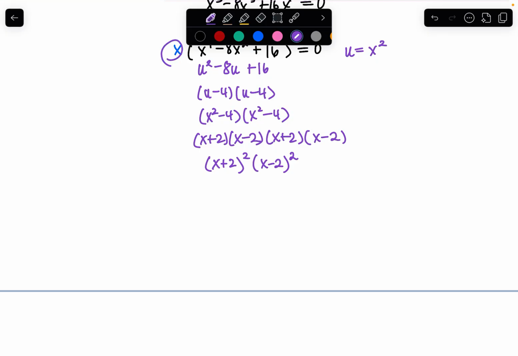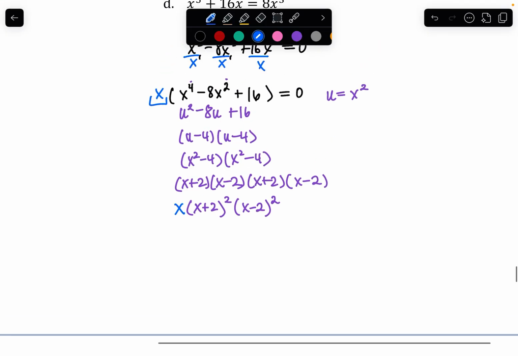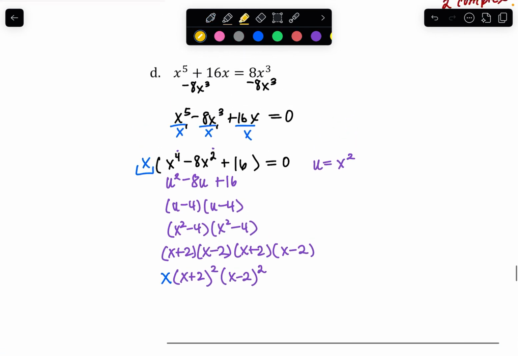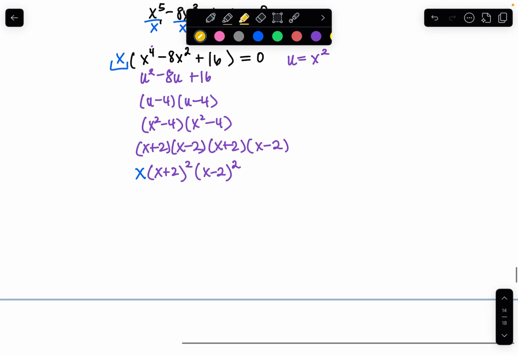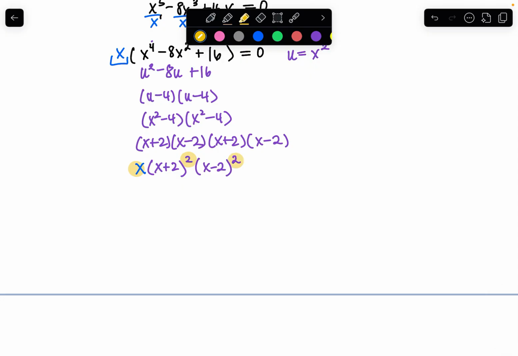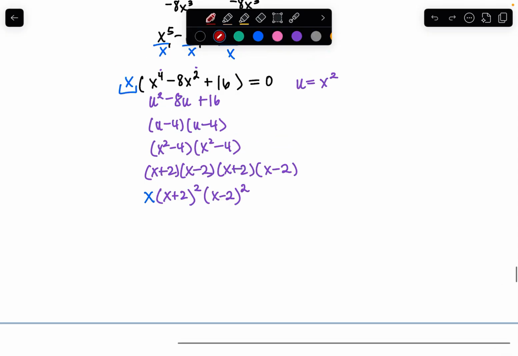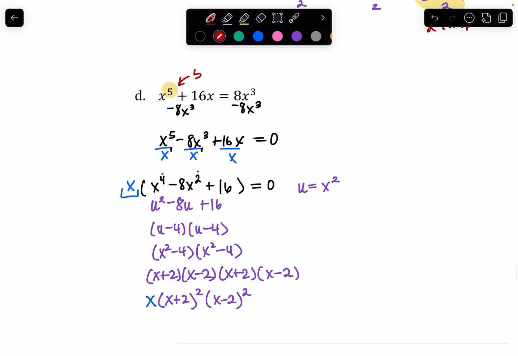And then don't forget this x from the very beginning, that GCF comes back. We had a degree 5 polynomial, and so we have to have a degree 5 once we multiply it back out. Okay, and so we're looking for 5 solutions.